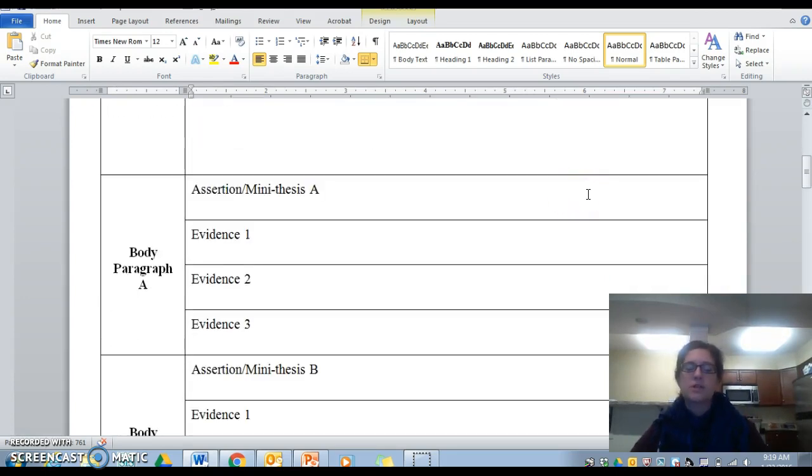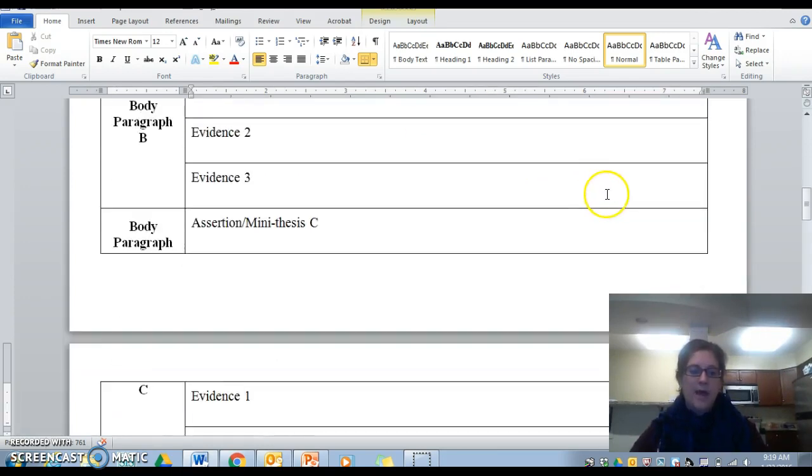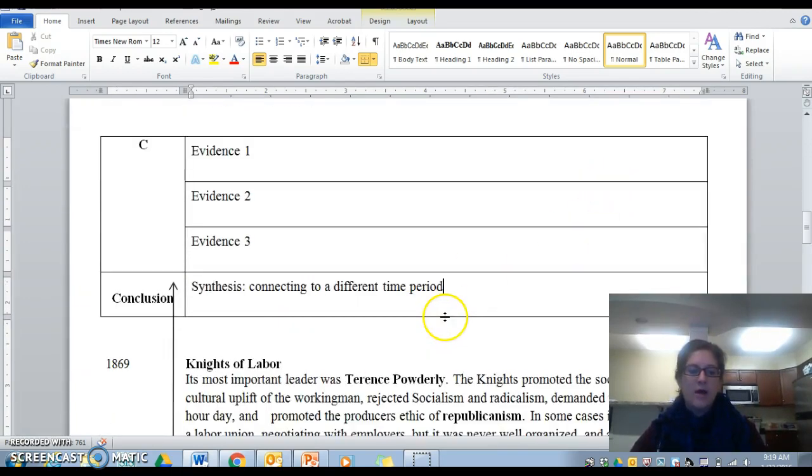Remember, your assertion or your mini thesis is the topic sentence of that paragraph. You should reassert your claim here and then provide evidence, about 3 pieces, to support your argument in body paragraph A or topic A that you want to discuss. Same thing for B and C. And finally, you have your conclusion.